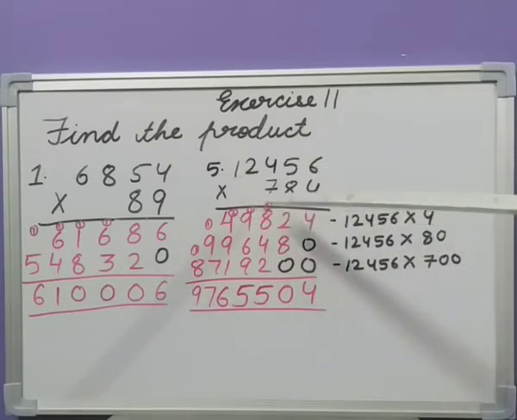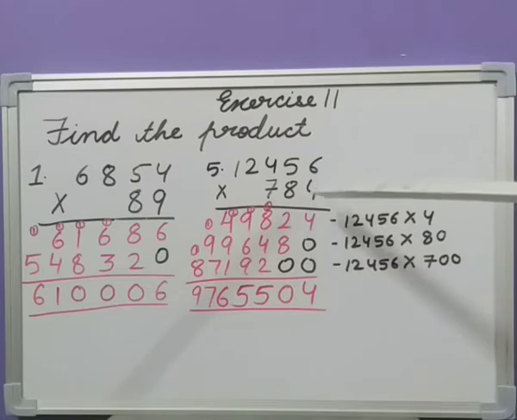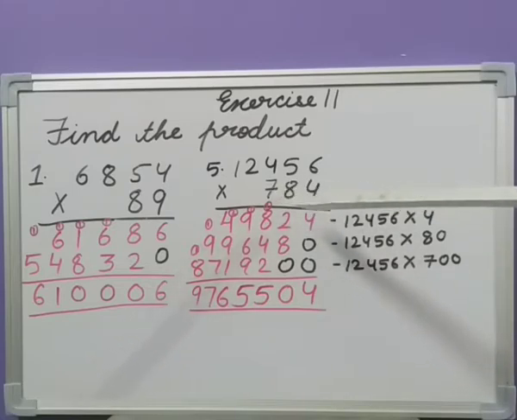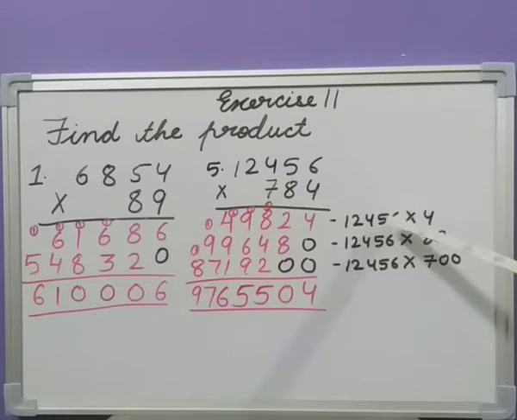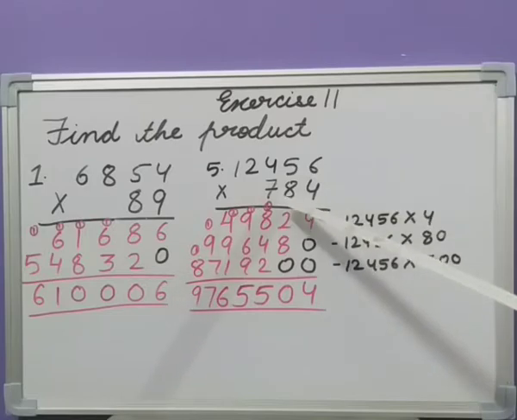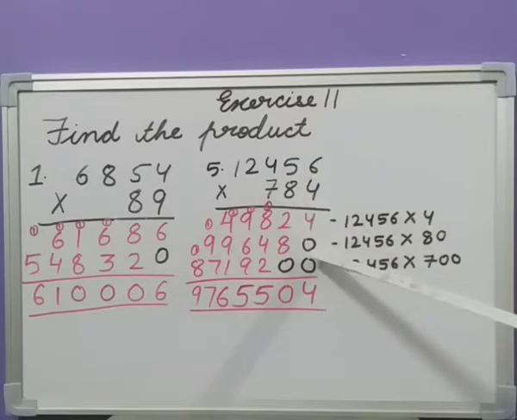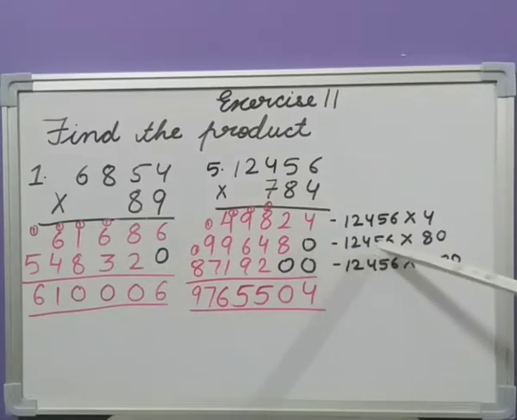Question number 5. 12,456 multiplied by 784. Now here we have three places, that is ones, tens and hundreds. So we are going to multiply accordingly. First we will multiply 12,456 by 4 like this. After that we will come to the tens place, so we will put a 0 at ones place here, and then we will multiply 12,456 by 80.